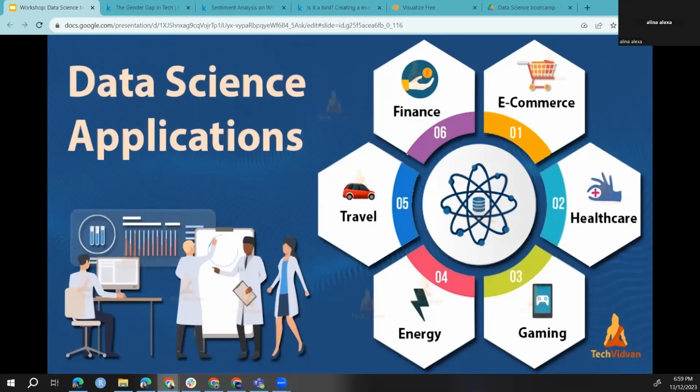In finance, data science is being used to detect fraud, for example, predict market trends, and develop investment strategies. And this obviously has led to efficient financial systems and increased profits for particular businesses. Then in marketing, we have data science used to analyze customer data and develop targeted campaigns.